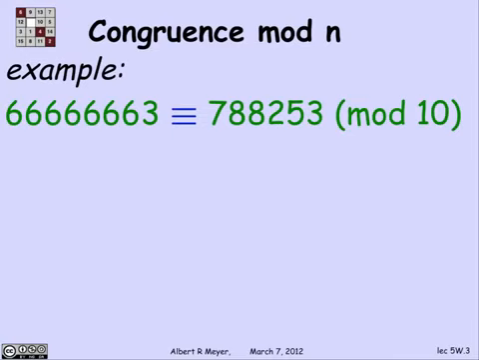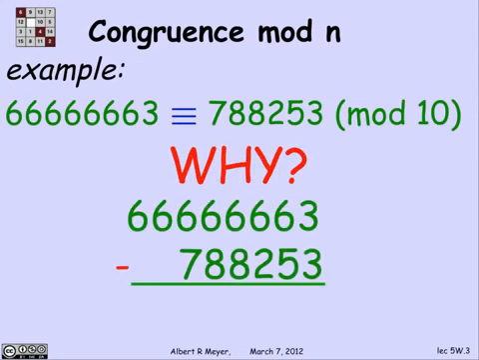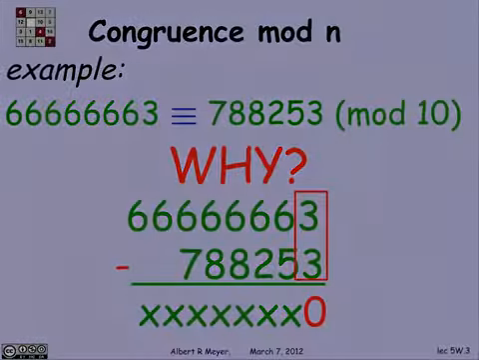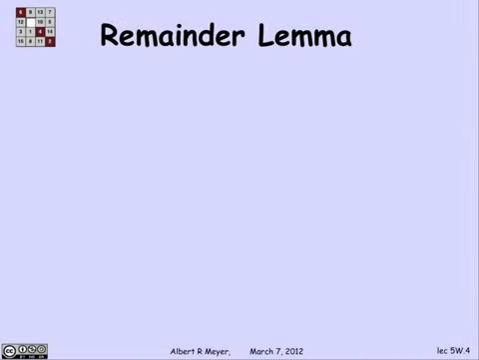Okay, an immediate application is that this number with a lot of 6's ending in a 3 is equivalent to 788,253 modulo 10. Now, why is that? Well, there's a very simple reason. If you think about subtracting the 6 number ending in 3 from the 7 number ending in 3, what you can immediately see without doing much of any of the subtraction, just do the low order digits. When you subtract these, you're going to get a number that ends in 0, which means that it's divisible by 10, and therefore those two numbers are congruent. It's very easy to tell when two numbers are congruent mod 10 because they just have the same low order digit.